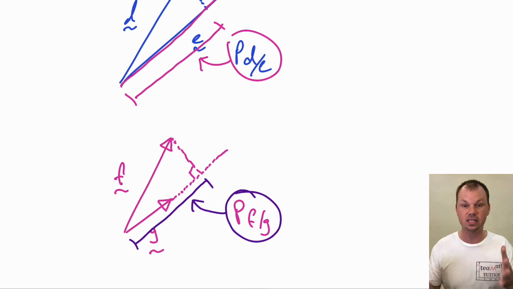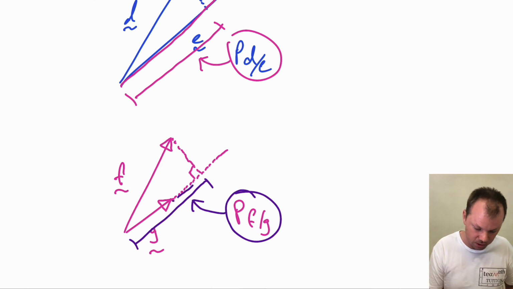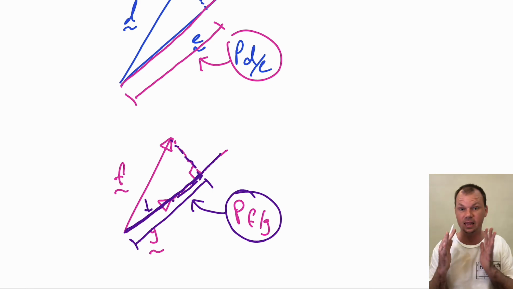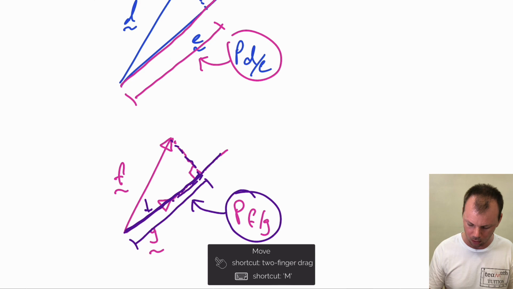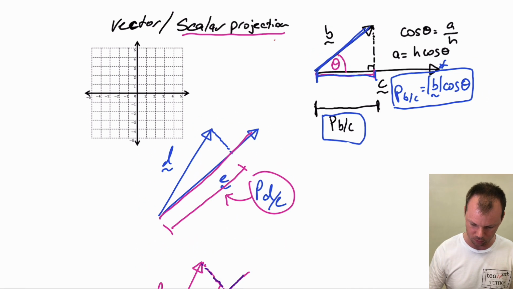So the projection may be bigger than the vector itself. It's not a physical projection, so we don't need the physical shadow to actually fall on this vector. It's just this sort of hypothetical shadow that forms in the direction of the vector. That length is what we call our scalar projection. So let's have a look at calculating a few examples.